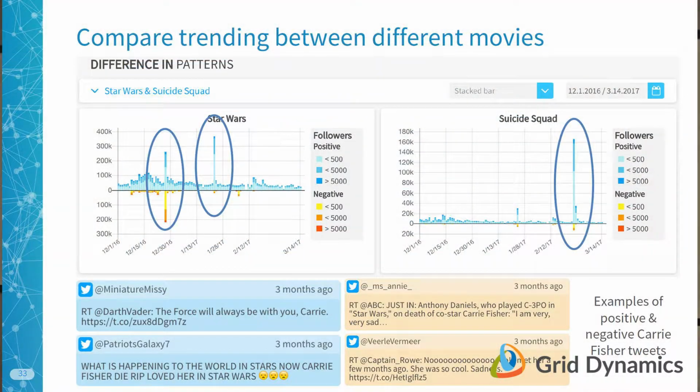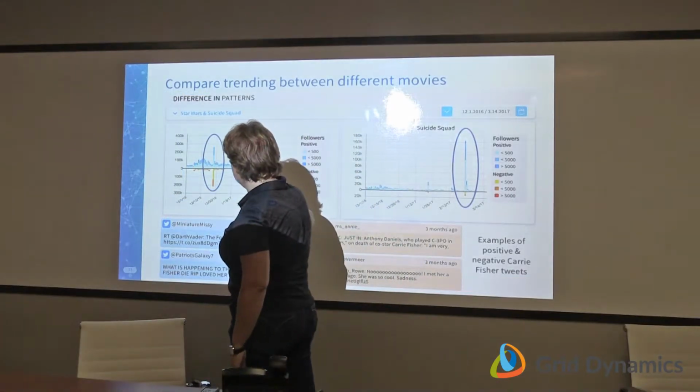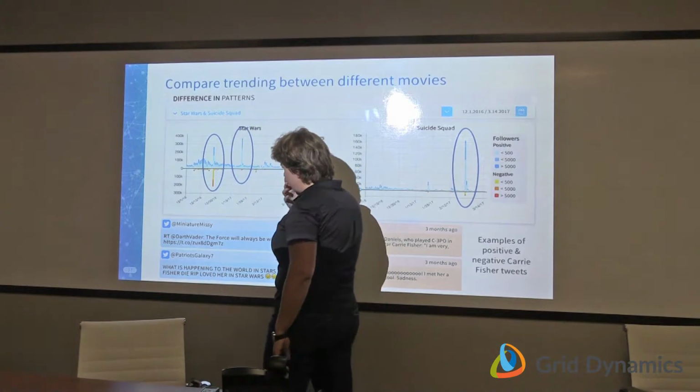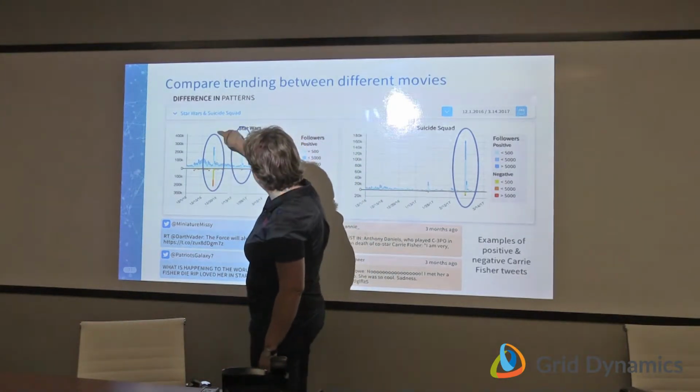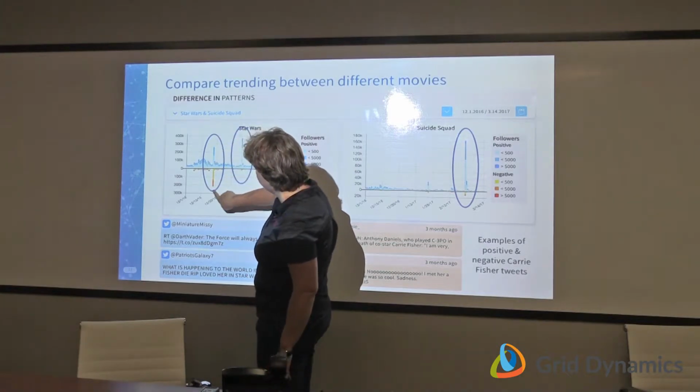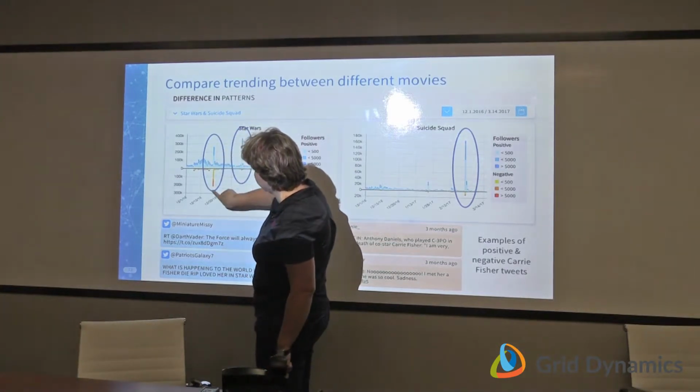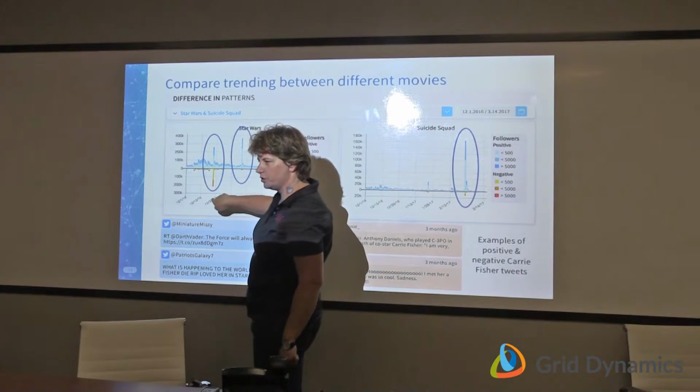You can compare things side by side. So this is a screenshot comparing Star Wars and Suicide Squad several months ago, in the beginning of the year. So this is Star Wars. This is a spike, where all of a sudden you see both positive and negative. End of 2016, what happened?